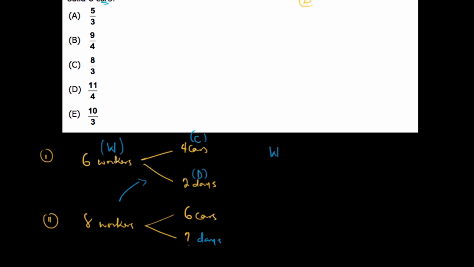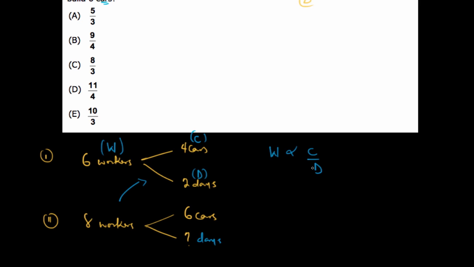Since the higher the number of workers, the higher the number of cars produced, and the lower the number of workers, the lower the number of cars produced, that implies there is a direct relationship between W and C. But the higher the number of workers, the lower the number of days it will take them to produce the cars, and the lower the number of workers, the higher the number of days. So you can see the inverse relationship. There's an inverse relationship between W and D, so that's going to be the reciprocal here.